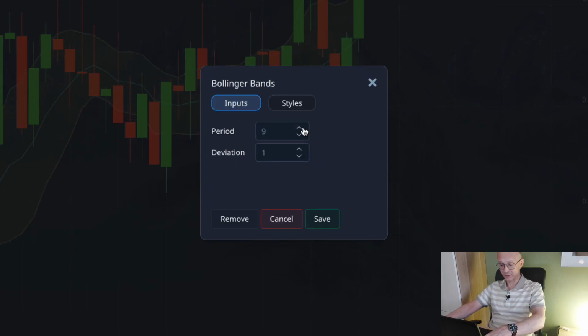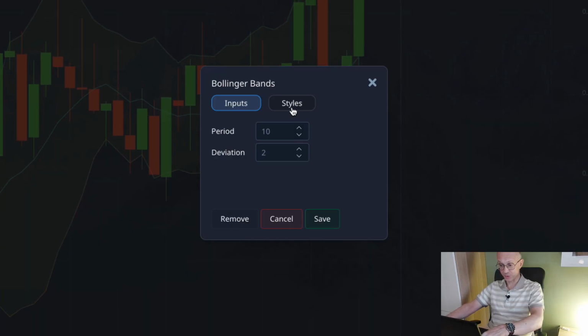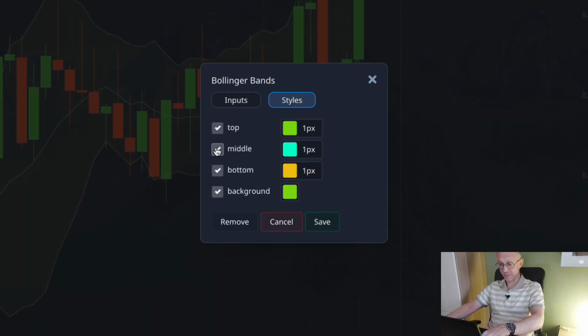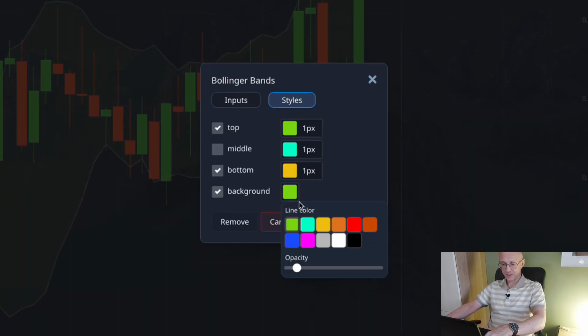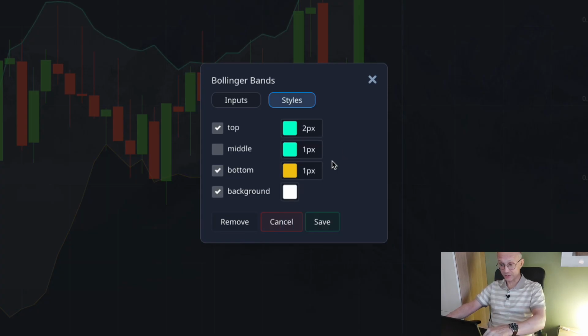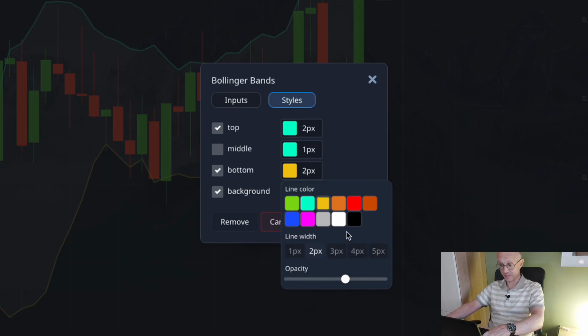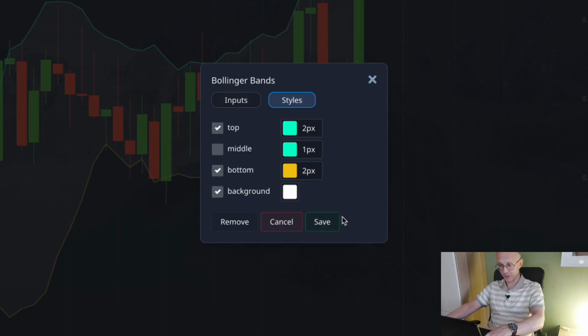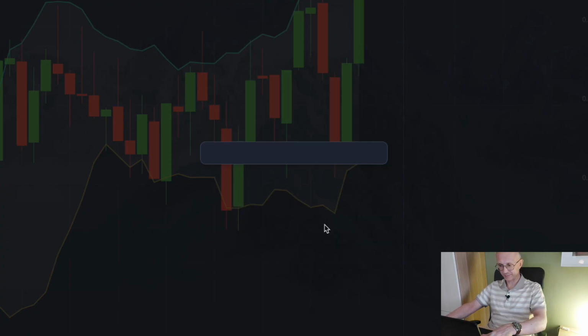Let's set period to 10, set deviation to 2, go to Style, disable middle, set background to white, and let's set top to turquoise and set the width to 2 and set the bottom width to 2 and save.